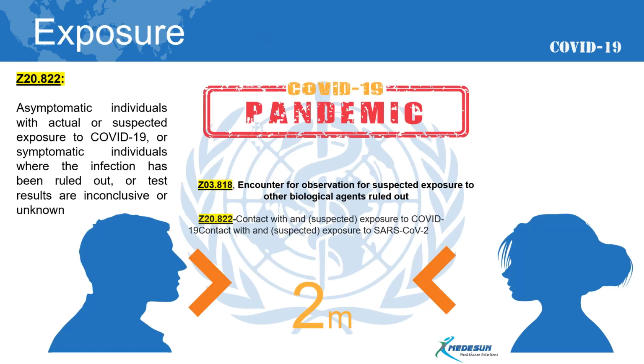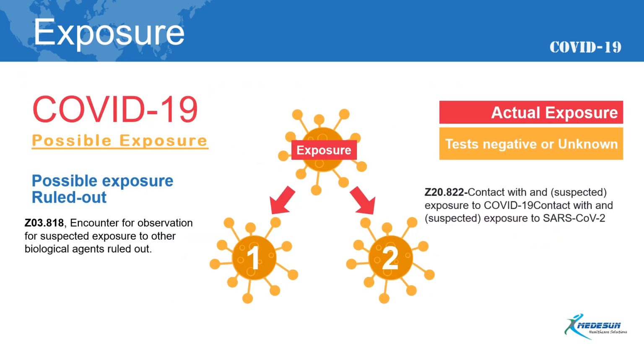Exposure code. If this is exposure, you have to code Z20.822. And if it's an encounter for observation, the code is Z02.818. So you should know the difference between the encounter for observation and the contact code. So there are two codes. Possible exposure, that is Z03.818, and actual exposure Z20.822.